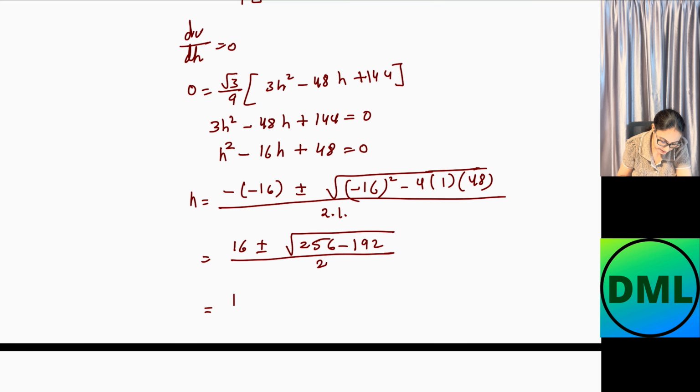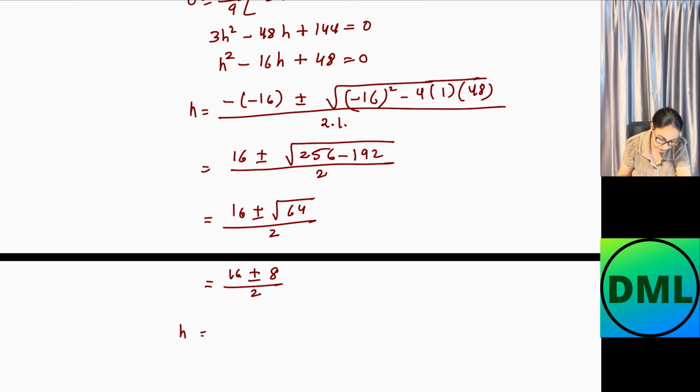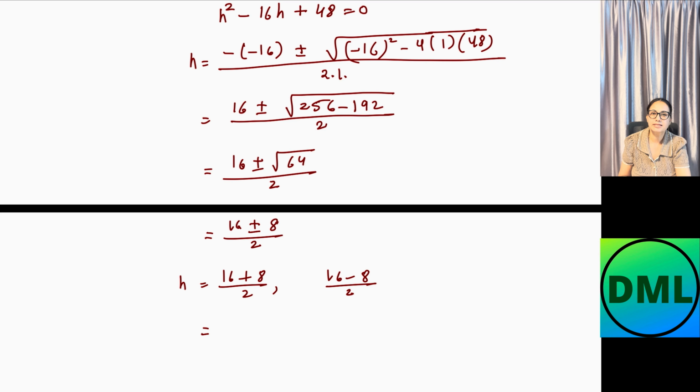This will be equal to 16 plus minus... if you subtract 256 minus 192, your answer will be 64, divided by 2. This will be equal to 16 plus minus the root of 64, which is 8, divided by 2. My values for h are (16 plus 8)/2 and (16 minus 8)/2, which is 24/2 and 8/2. The values are 12 and 4. I find two values for h. I need to see which value is valid.